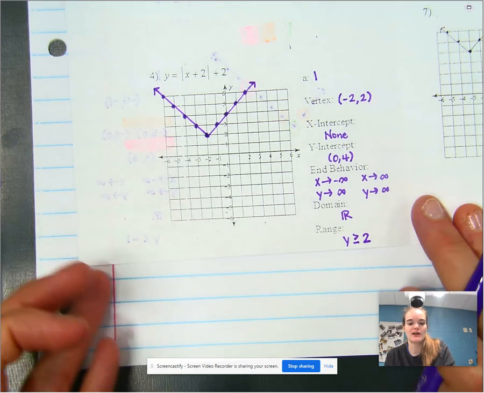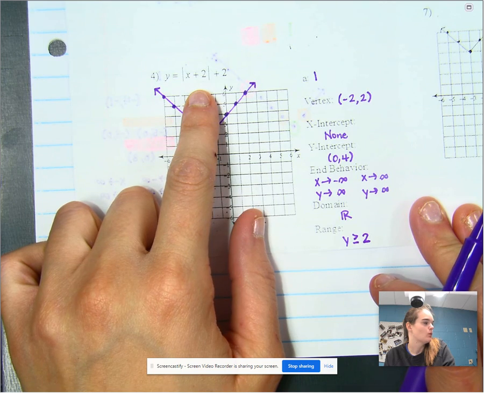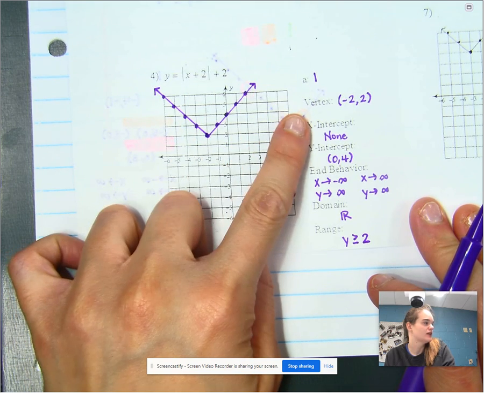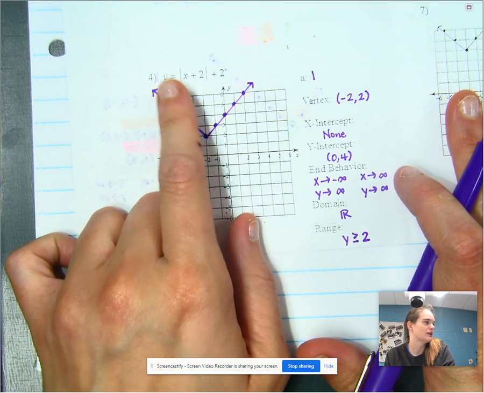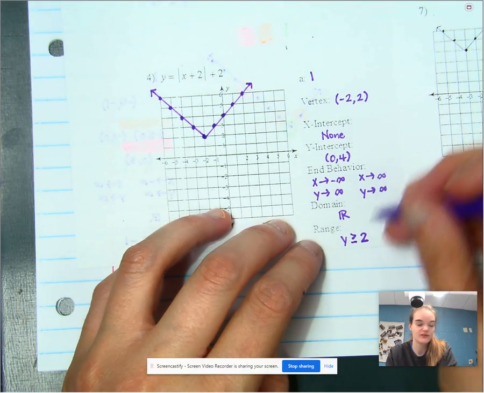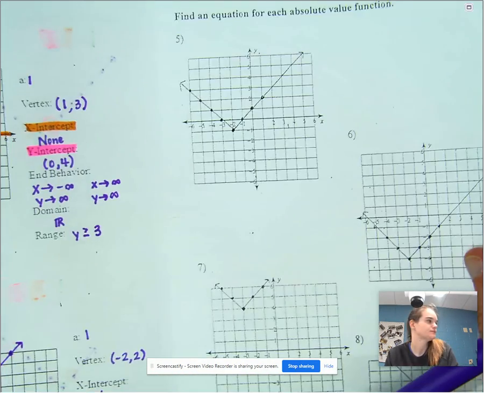All right, now let's talk about how to actually write the equation. Every time we've graphed this, what we've needed is a and the vertex, which means when we go over here to write equations, we're going to need a and the vertex to write the equation. We're not doing any of this. We're only writing the equations on numbers 5 through 8.